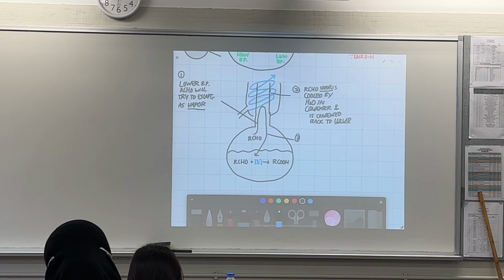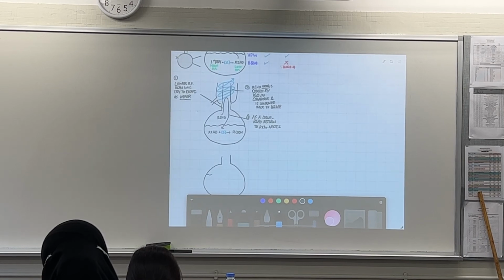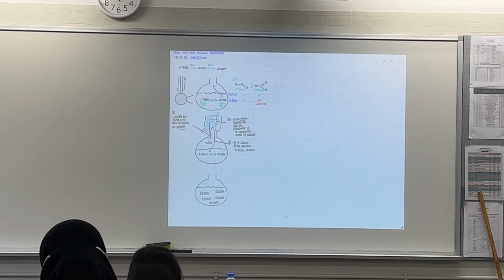So as a liquid, RCHO returns to the reaction vessel, where it reacts with the oxidizing agent once again. So finally, the reaction will go to completion, and you have carboxylic acid inside your reaction mixture at the end. Do you all get it? Can you zoom? Yeah.